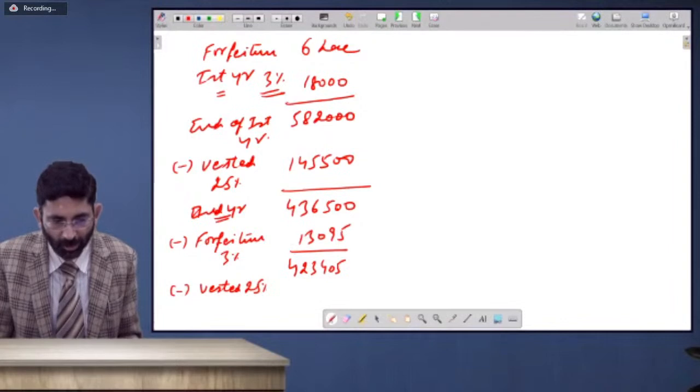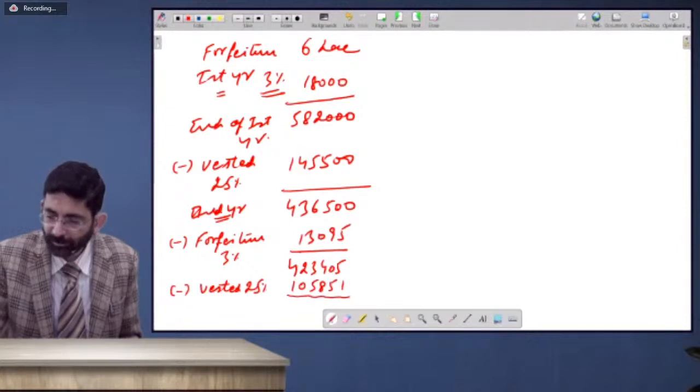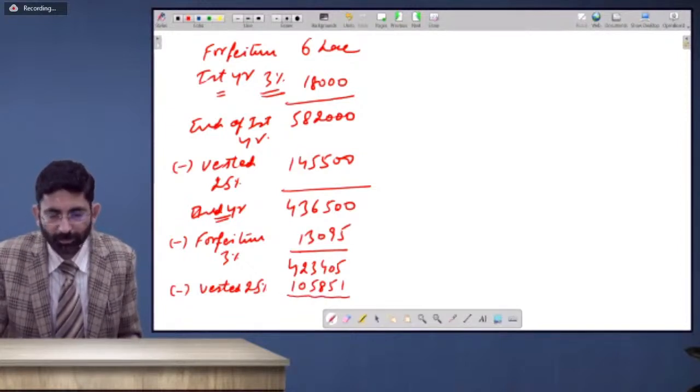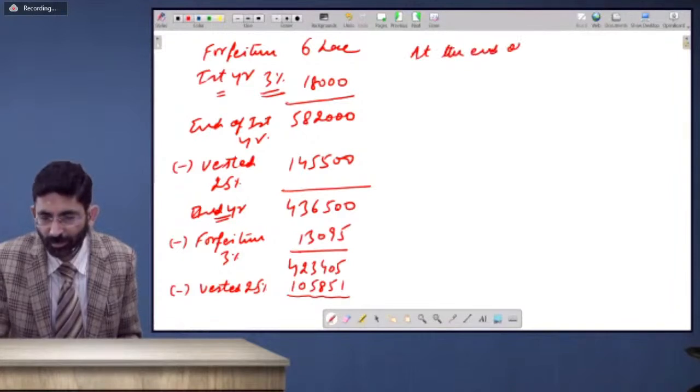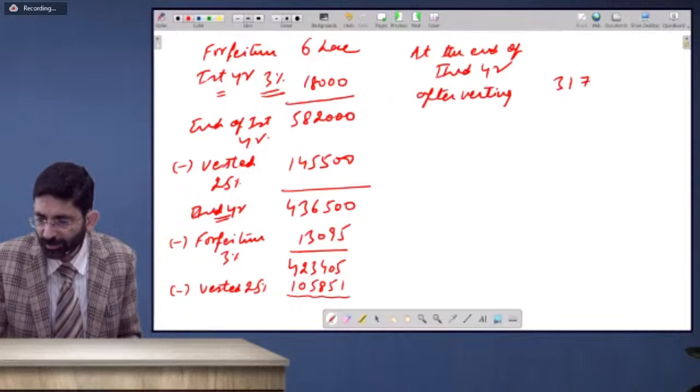Very easy and simple now. I'm trying to make it easy for you. In the module, it is given in your suggested answer in some difficult way. So at the end of second year, after vesting, it is 3,17,554.